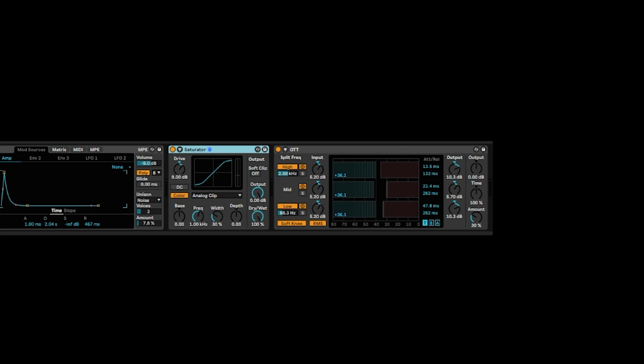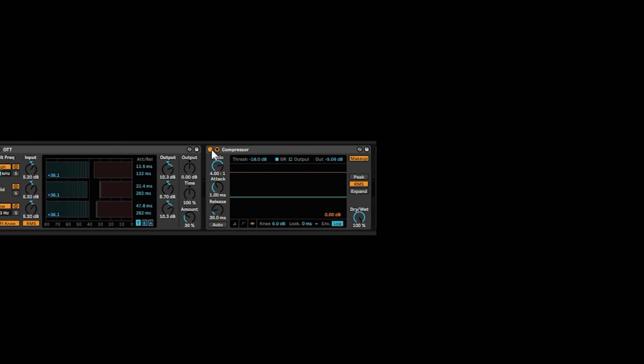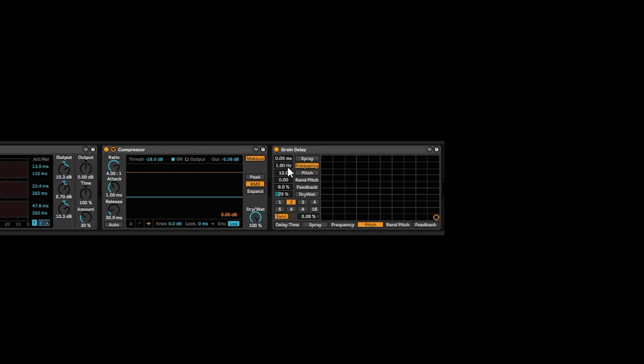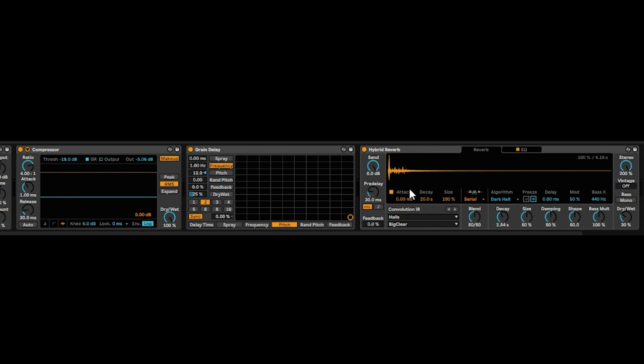For the effects, I used a saturator at 9 dB, OTT at 30%, compressor at -18 dB and 4:1 ratio, grain delay an octave above at 25%, and a Hybrid Reverb set to halls and big clear at 30%, 200% stereo.